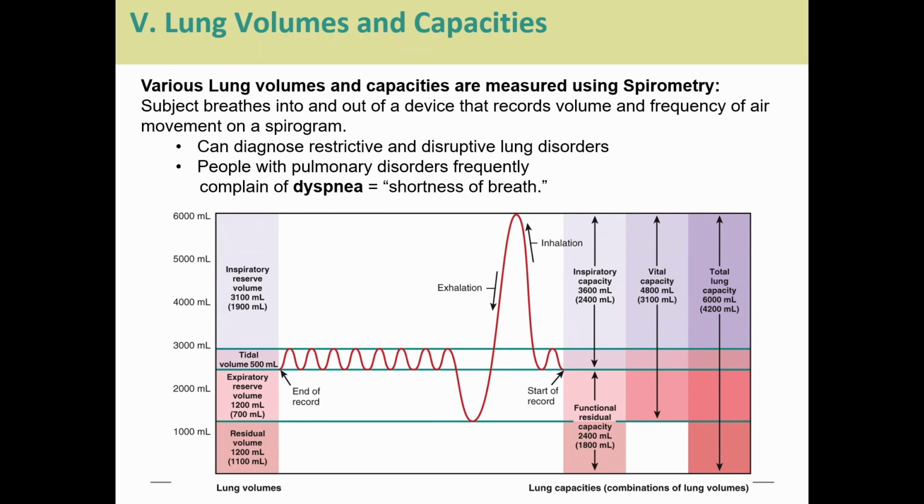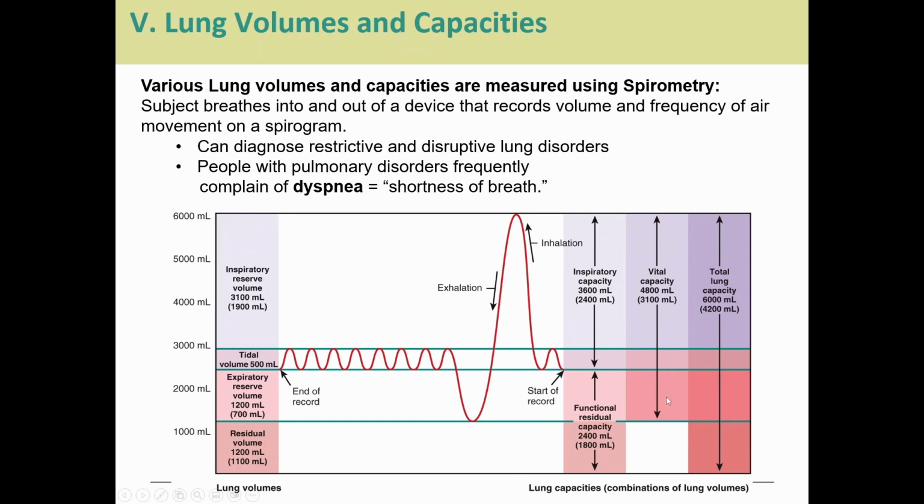And we can use spirometry to measure these things, right? Basically, we have a device that records the volume and the frequency of air movement on the spirogram. We can use this to diagnose certain disorders, like restrictive ones. A lot of times, if people have one of these types of conditions, they will complain of a very specific symptom, which is dyspnea, which is a shortness of breath, right? They feel like they're just always slightly out of breath.